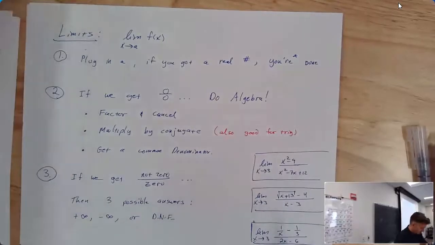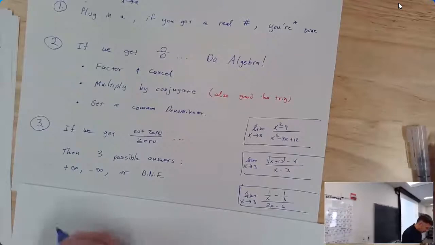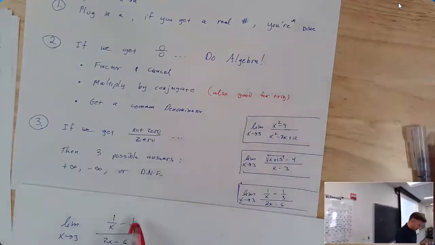So just to address the question there, how would we deal with a limit where you had a common denominator situation? If I wanted to find the limit as x approaches 3 of 1 over x minus 1/3 over 2x minus 6, if I want to subtract these fractions, I need a common denominator.